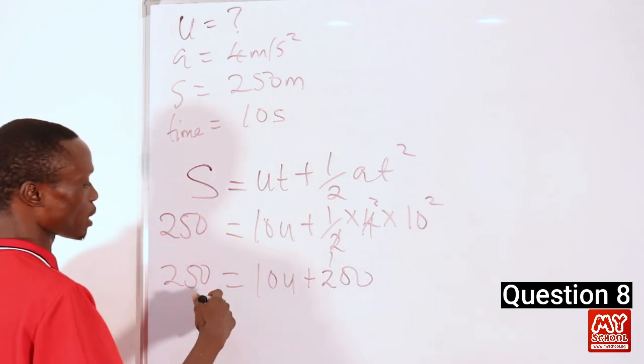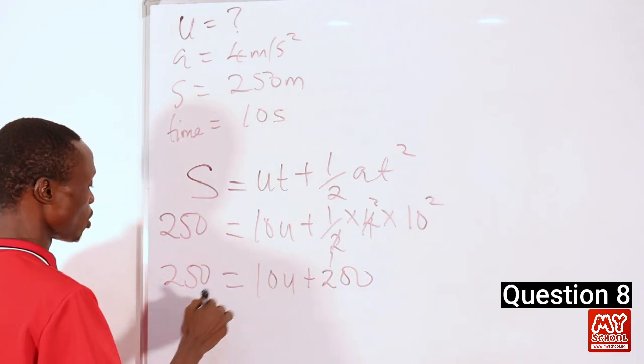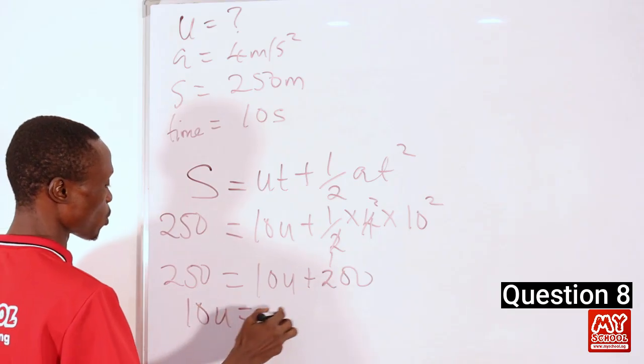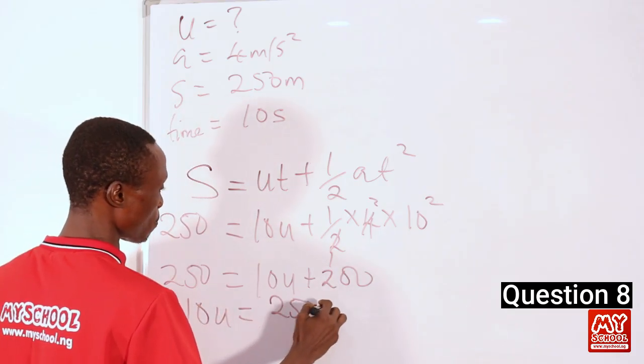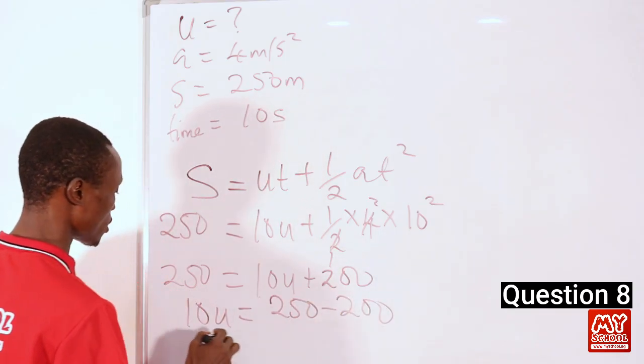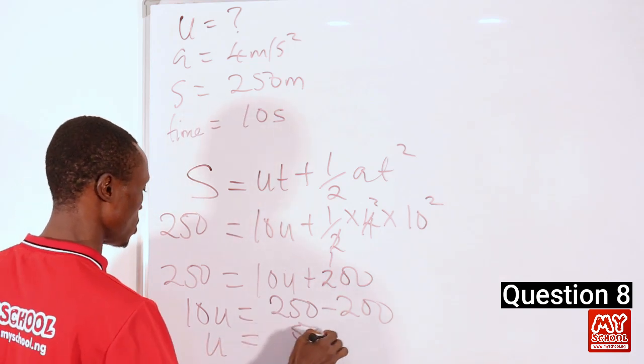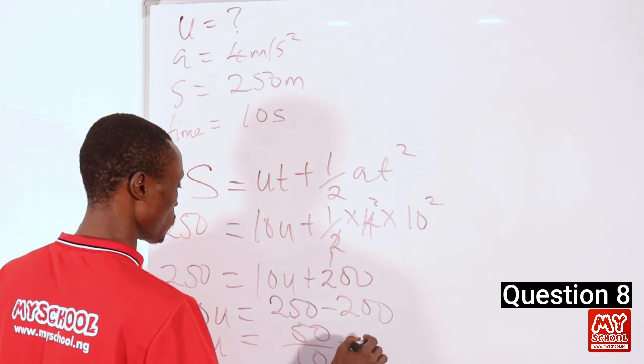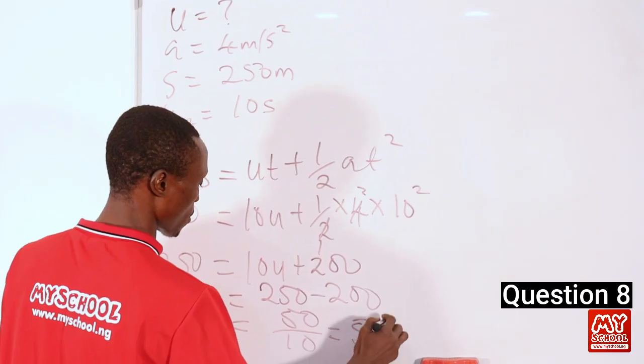We simply collect like terms to get the value of u. So bringing our 10u here, that will be equal to 250 minus 200. So u is equal to 50 divided by 10, which gives us 5 meters per second.